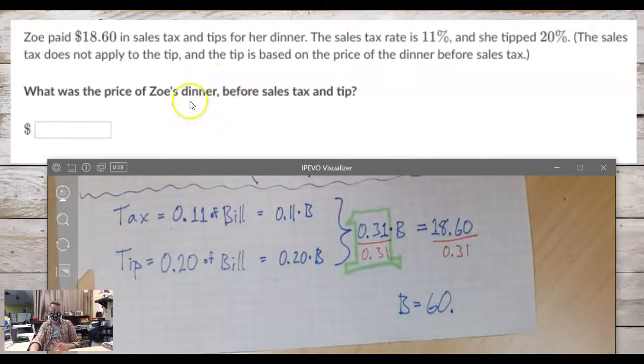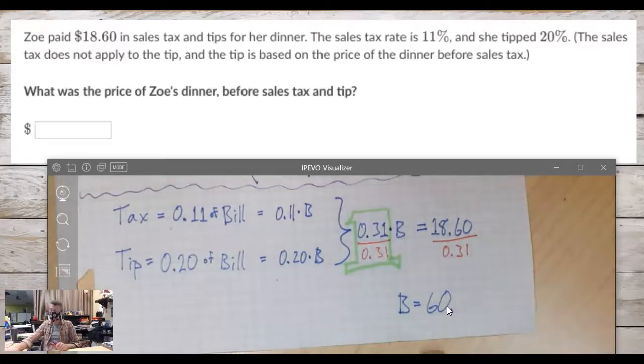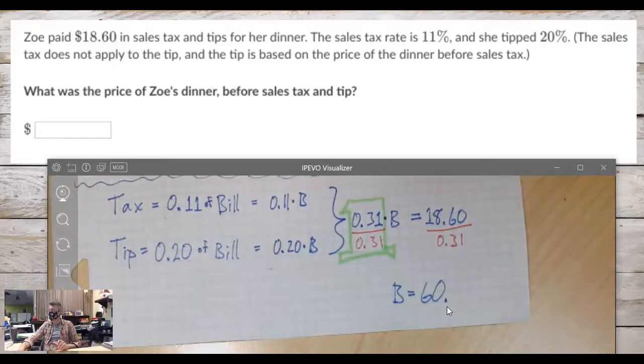Sweet. So if it just asks for price before dinner, before everything else, it's 60. That's the bill price. But if it asks for what's the price of everything, it'd be the $60 bill and the $18.60, that's the extra amount that she paid. But since they just want how much was the bill, that's just 60. You are welcome.